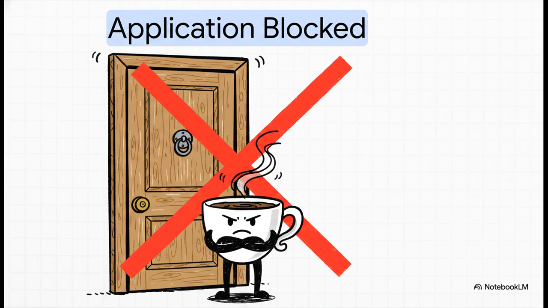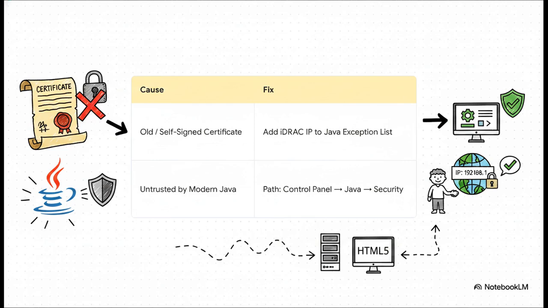Yes, this one. This is probably the most famous or infamous error of them all. You try to launch the console, and Java itself just slams the door in your face, yelling about security. So what is actually going on here? It all boils down to a trust issue. Your modern, super secure version of Java takes one look at the old security certificate from the iDRAC and basically says, nope, I have no idea who this is, and I'm not trusting it.